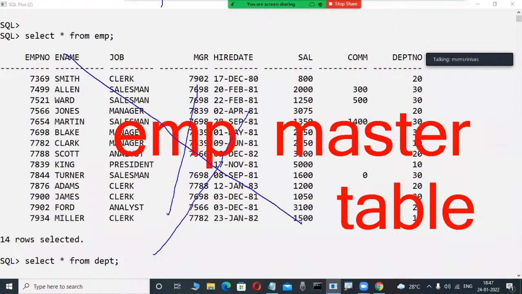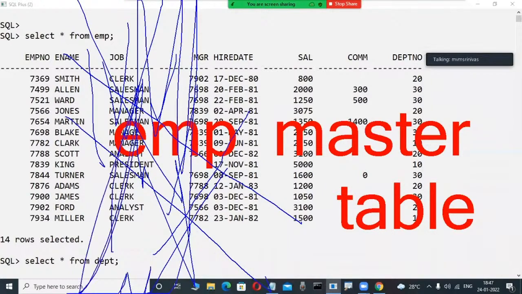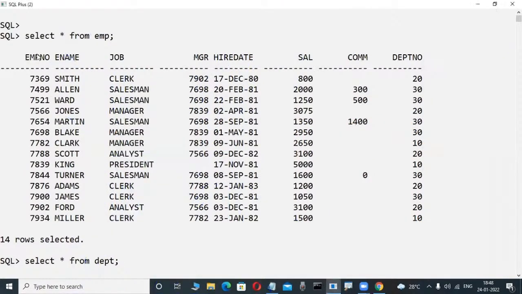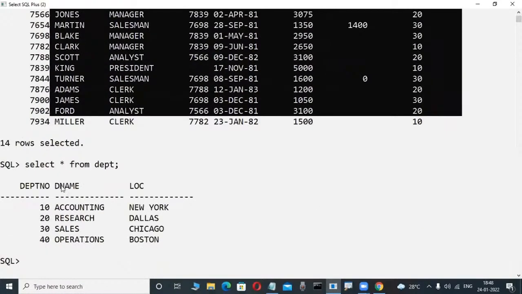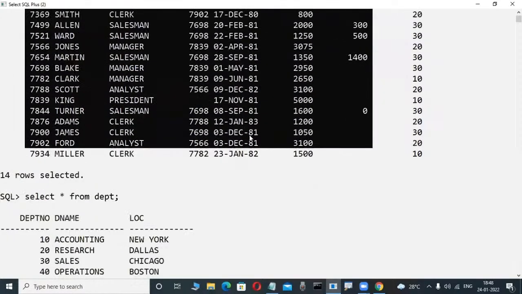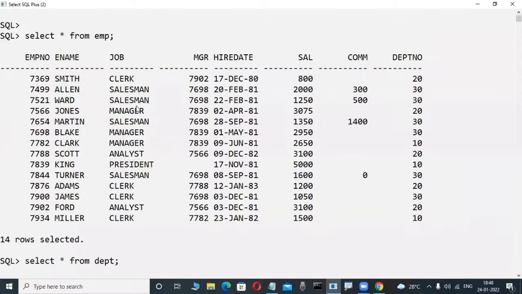Some fellows are telling DEPT is master, correct? Absolutely wrong. Maybe some students learning the course for the first time say this. Why are they telling me EMP is a master table? There is a reason. Maybe this is a big table. EMP is a big table, and DEPT is a small table. Maybe big means master, master means big only, and child means small only. That's why they're thinking based on the size only.